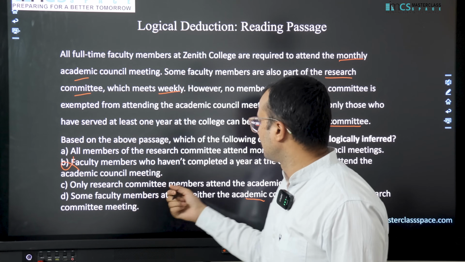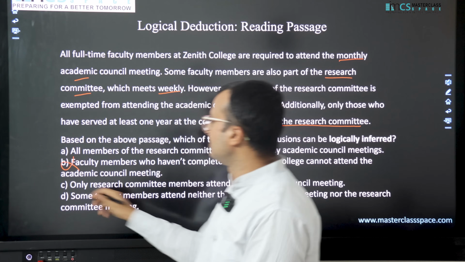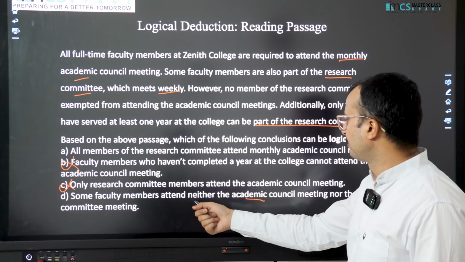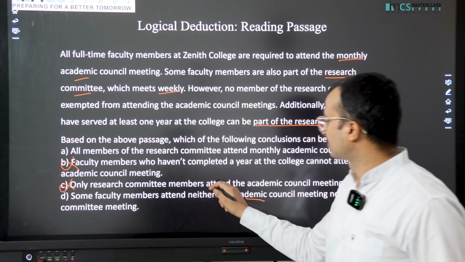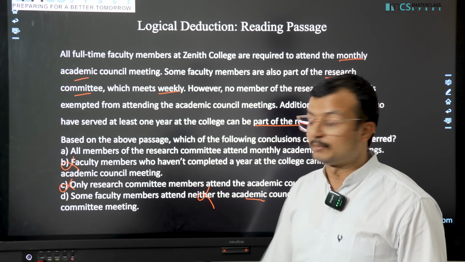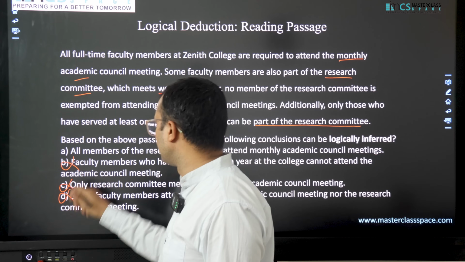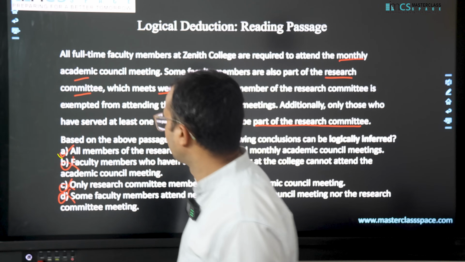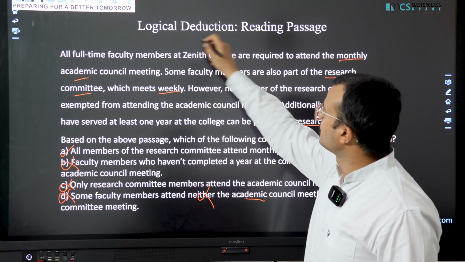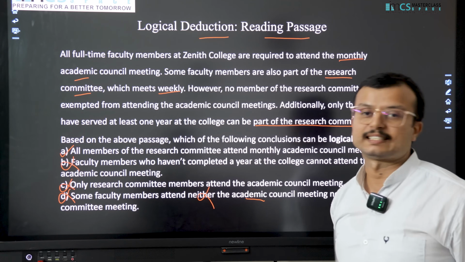No. Research committee members attend the weekly meeting also, they attend the monthly meeting also. Some faculty members attend neither. No, this word in itself is wrong. None of them is exempted. It was very clearly mentioned. So this option is also wrong, and thus our first option got verified. So this is the case of logical deduction based on passage reading.